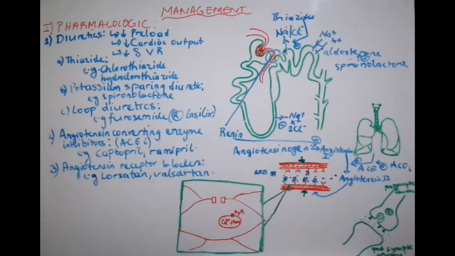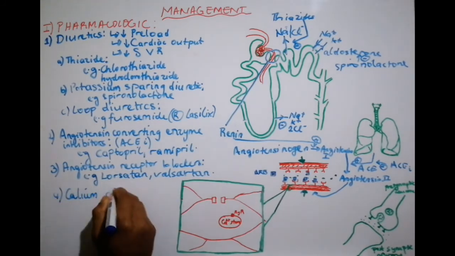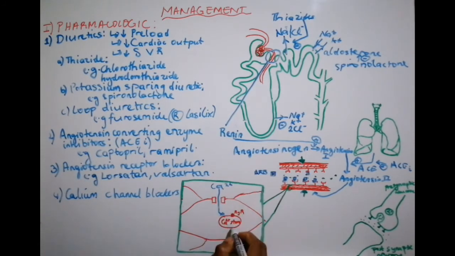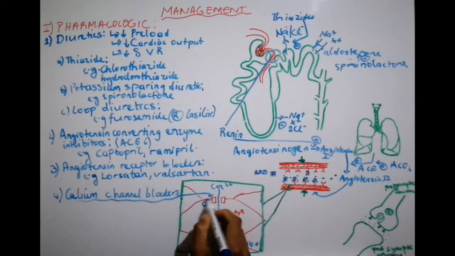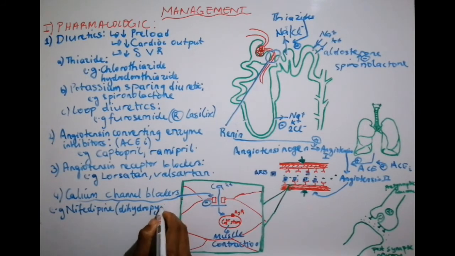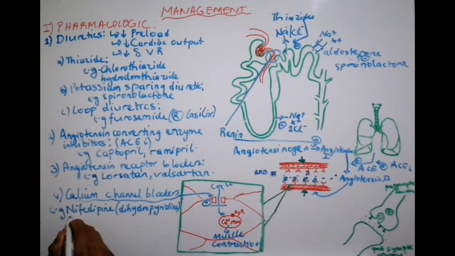There are also calcium channel blockers, which act by blocking L-type channels, hence they prevent the binding of calcium to its receptors and prevent smooth muscle contraction. Examples of such medication are nifedipine, nicardipine, and amlodipine.